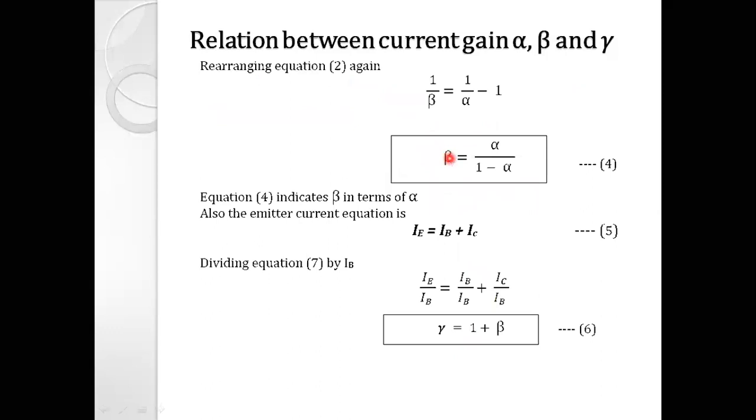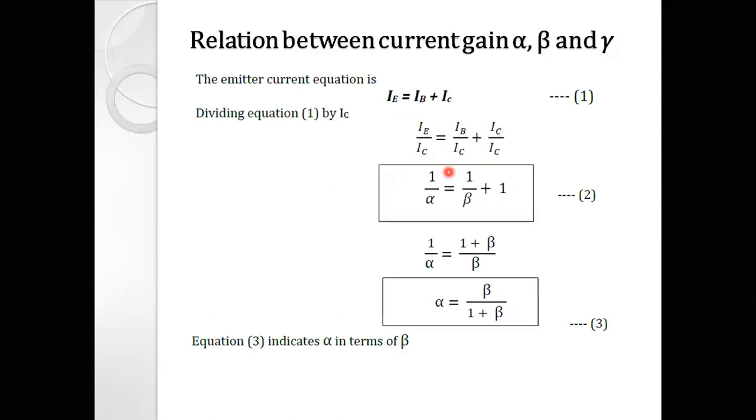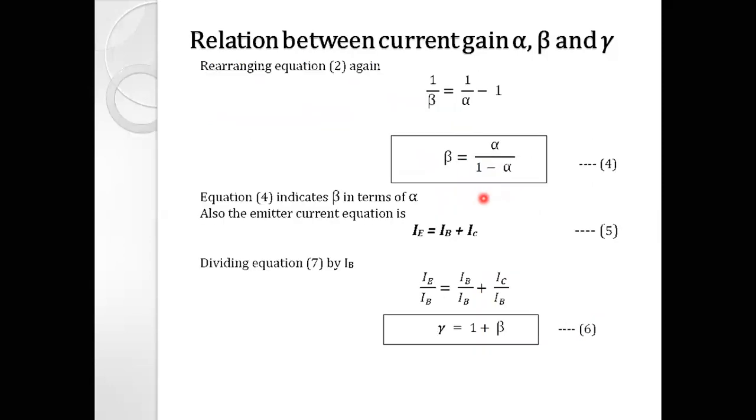So here alpha is represented in terms of beta. We can also represent beta in terms of alpha, from equation number 2, by making 1 upon beta the subject of the equation. For that we have to send this 1 to the left hand side. So equation number 2 results into 1 upon beta is equal to 1 upon alpha minus 1. Simplification of this equation results into equation number 4, that is current gain beta in terms of alpha.